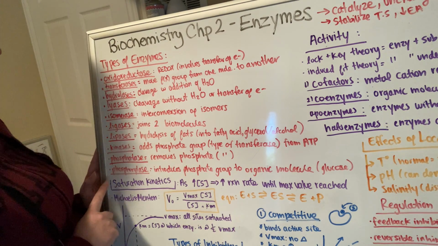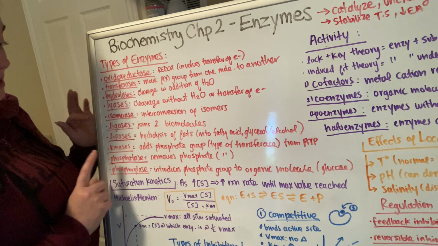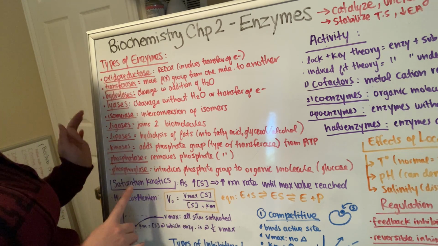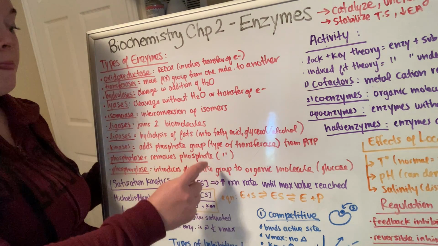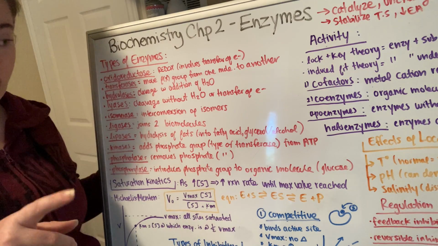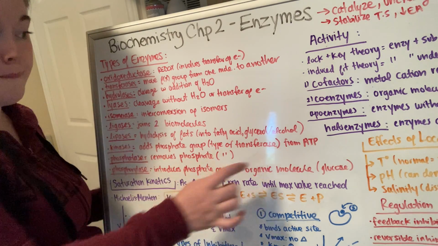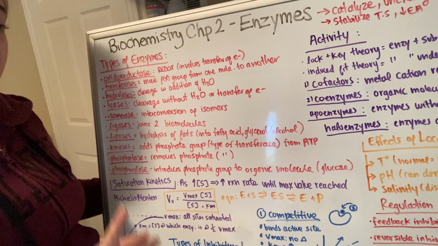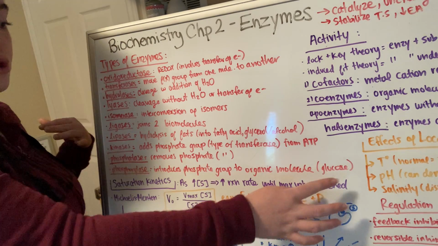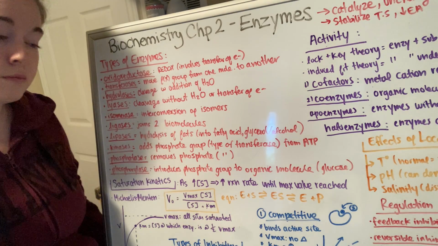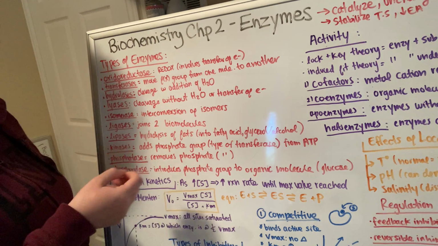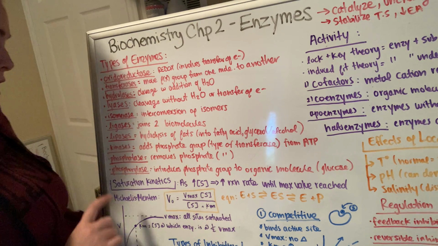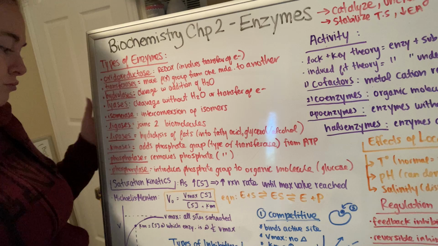And then we have phosphorylase, which is different than a kinase because a phosphorylase introduces a phosphate group to an organic molecule, not from an ATP, and typically to a glucose molecule. So typically introducing a phosphate group to a glucose molecule would be a phosphorylase.